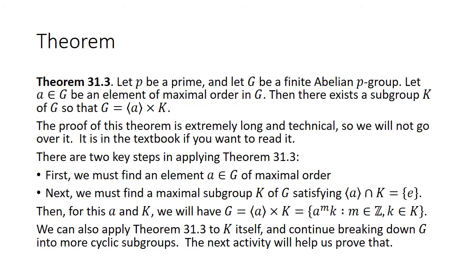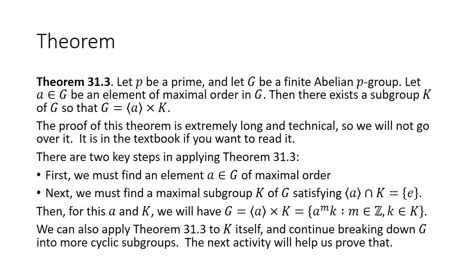Okay, so here's our theorem, theorem 31.3. Let p be a prime and let G be a finite abelian p-group. Let a in G be an element of maximal order in G. Then there exists a subgroup K of G so that G is equal to the internal direct product of the cyclic subgroup generated by a times K. The proof of this theorem is really long and technical, so I decided that I wanted to skip it, but it is in the textbook if you're interested. This theorem is telling us that we can break G down into an internal direct product of the cyclic subgroup generated by one of its elements and then some other subgroup.